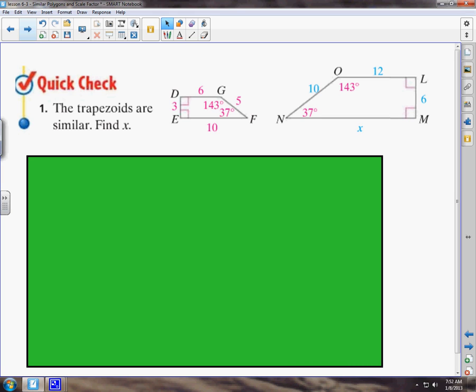Okay, so these trapezoids are similar figures. Find x. They give you a lot of stuff, and you do not need to use all of it. If you remember, all I need to have is x and another side here. So I can pick any side I want. So I'm going to pick 12. And then I have to find their corresponding sides. So x is my bottom. So I'm going to set up a proportion.